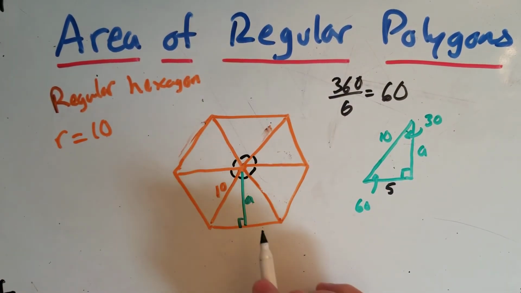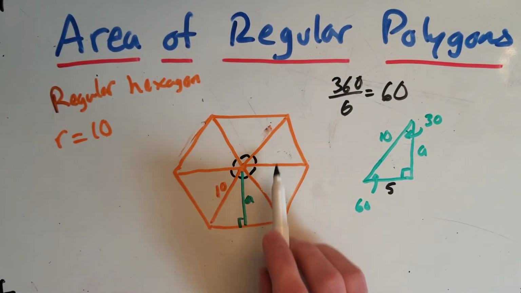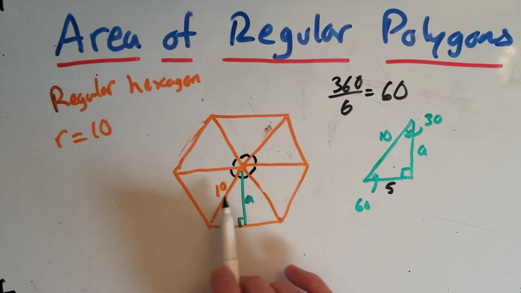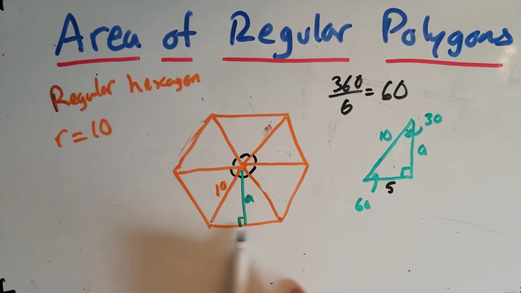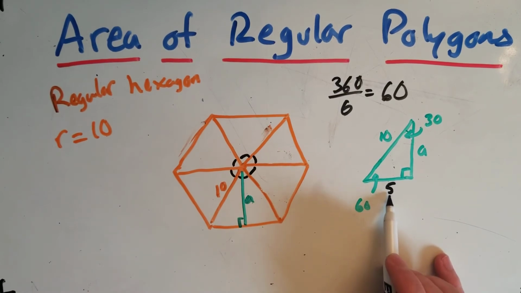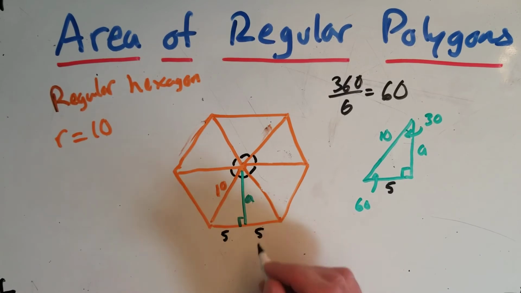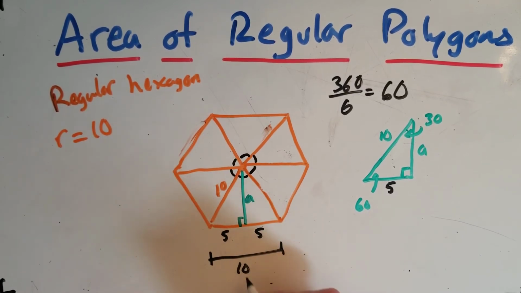A special property on a side note: in hexagons, the triangles that are made when you draw the radius are all going to be equilateral triangles. So your radius is actually going to be the same length as your side. And since this is half of the side, it's going to be 5. So if I take that information, put it over here, I know this is 5 and this is 5. The whole side is 10.